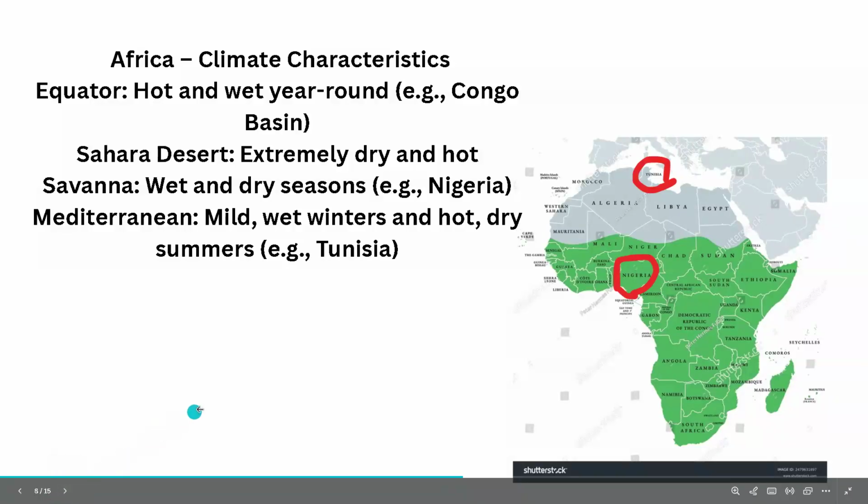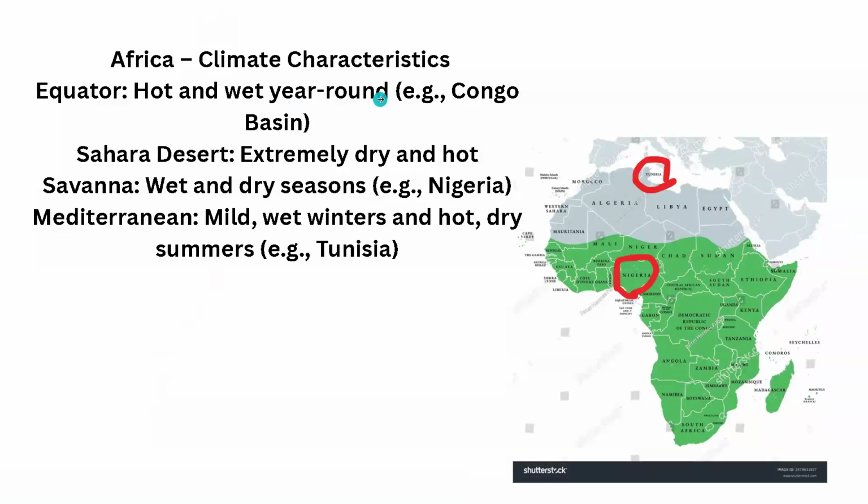So, climatic characteristics of Africa: hot and wet year round. The whole year you will find a hot and wet climate. Savanna, with wet and dry seasons, like Nigeria. Here, the savanna type of climate is in Nigeria. I think you can see it here.